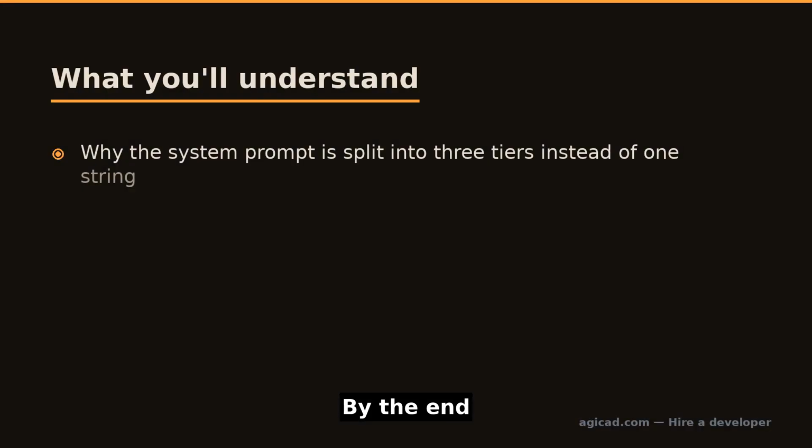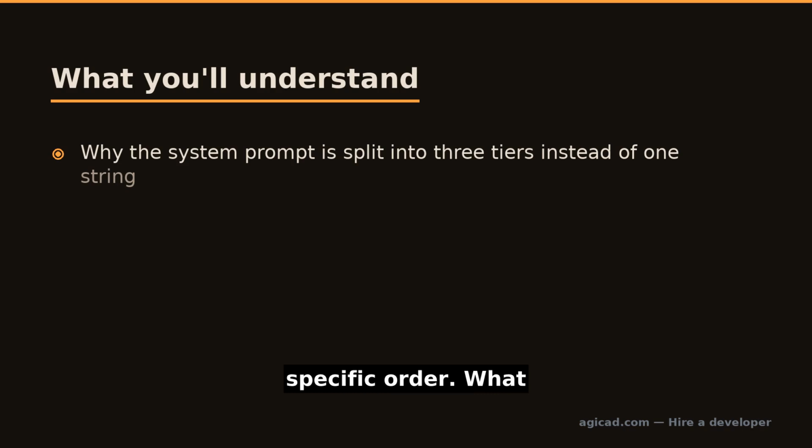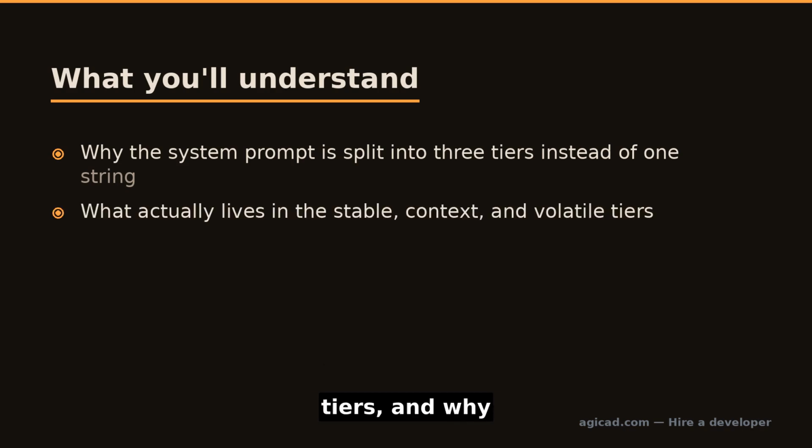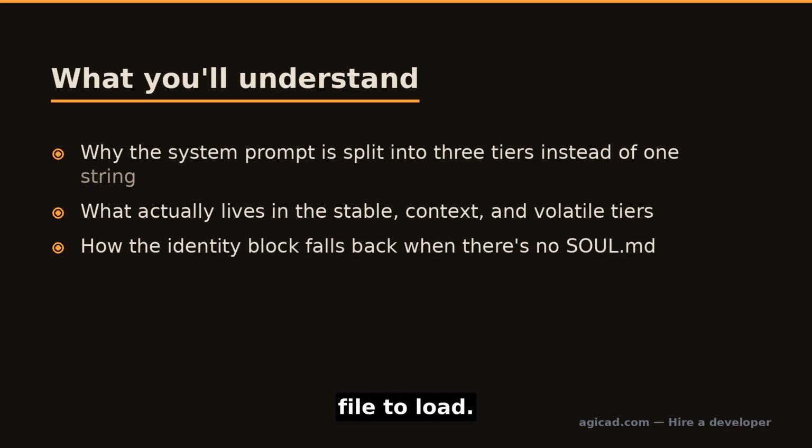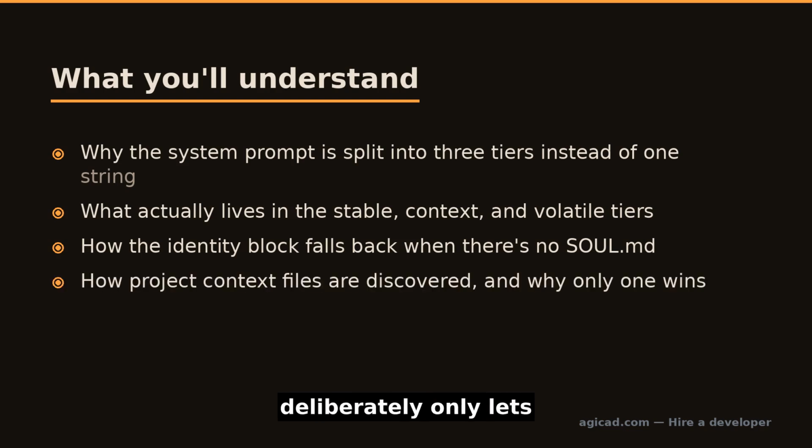By the end of this part, 5 things should click. Why the system prompt isn't one long string, but 3 separate tiers built and joined in a specific order. What actually lives in each of those tiers, and why the split isn't arbitrary. How the agent's identity block falls back to a hard-coded default the moment there's no SOUL.md file to load. How project context files like AGENTS.md or CLAUDE.md get discovered on disk, and why the code deliberately only lets one of them win instead of stacking all of them.